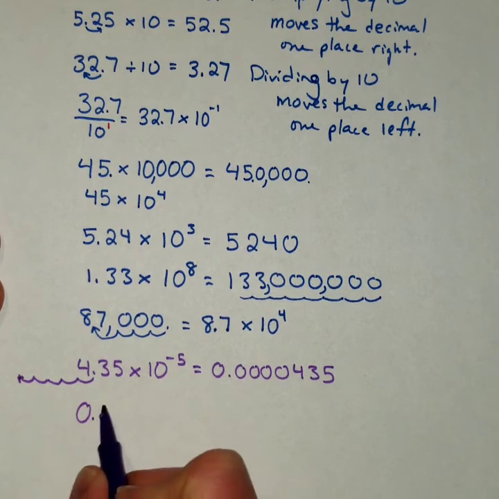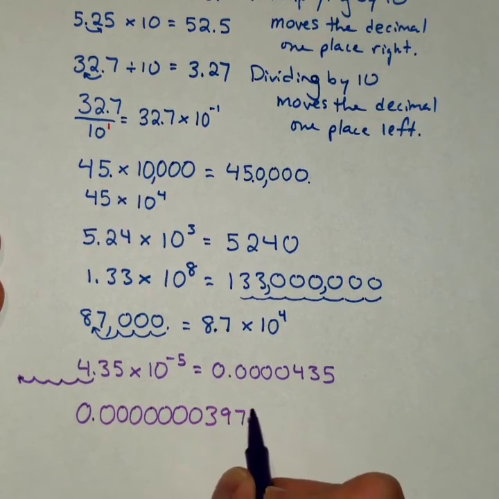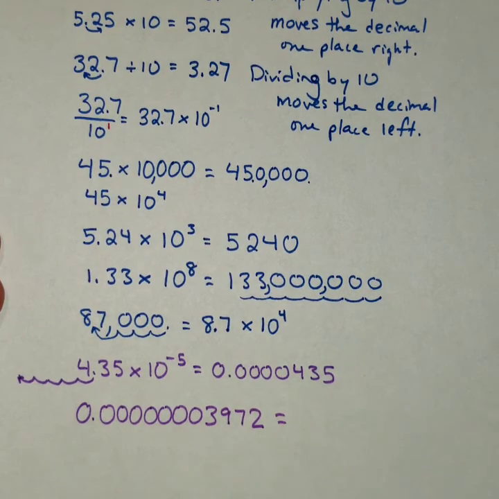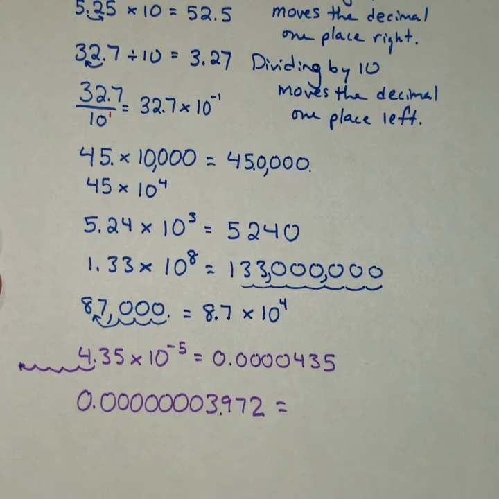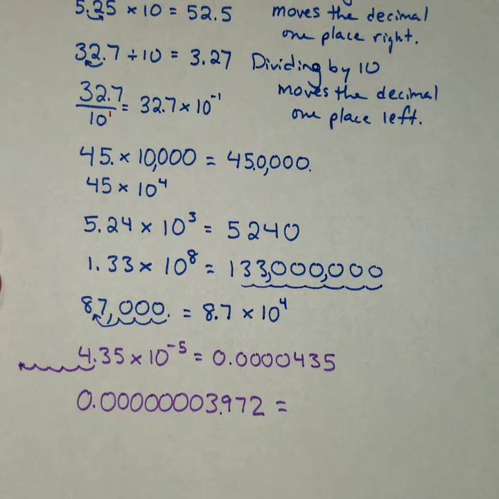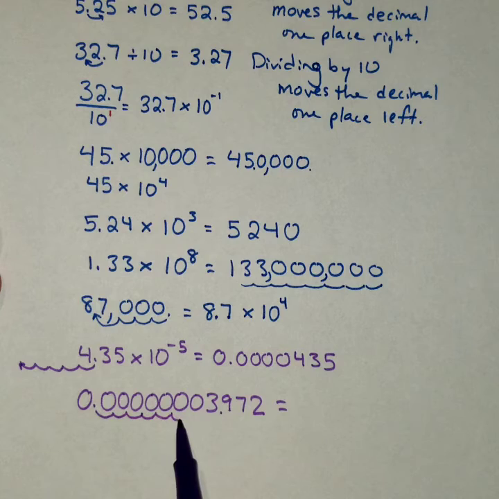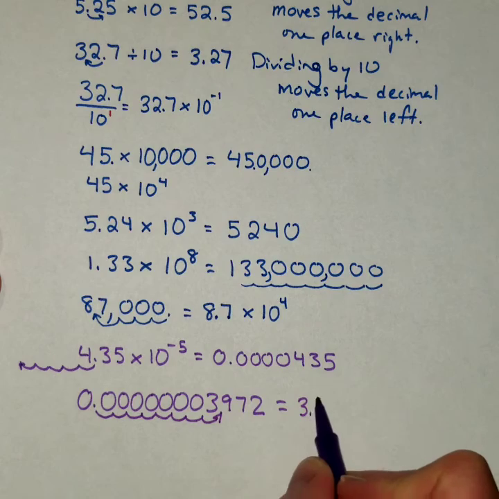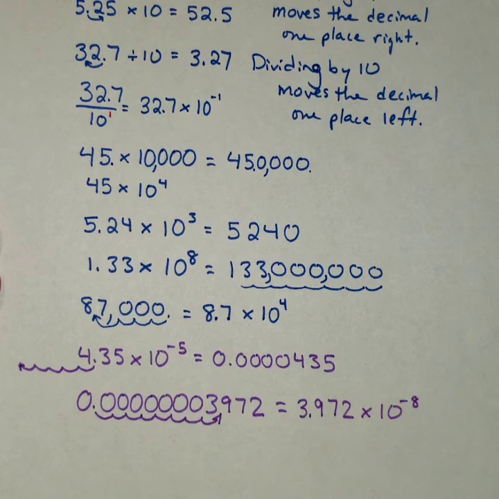If I started with 0.00000003972, and if I wanted to convert that into scientific notation, then I've got to move this decimal back until it lands right here so that there's a ones place again. Okay, the leftmost digit has to be in the ones place. So I want 1, 2, 3, 4, 5, 6, 7, 8 places. So that would be 3.972 times 10 to the negative 8.